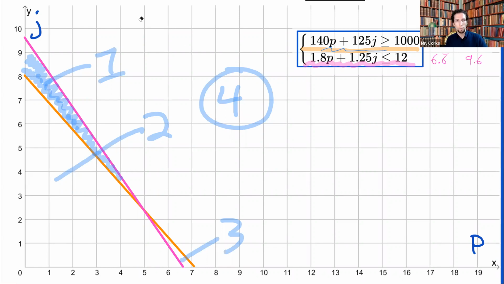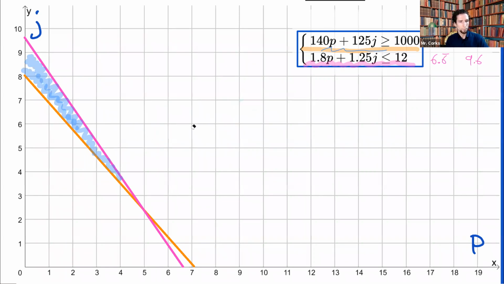So orange one, if we use the origin 0, 0, then that would be 0 is greater than or equal to 1000. That's a false statement. So the orange one does not include the origin. We must be above. And then exact same thing for the pink one, except the inequality is flipped. So we must be below the pink line. And that gives us the shape that we have shaded in here.